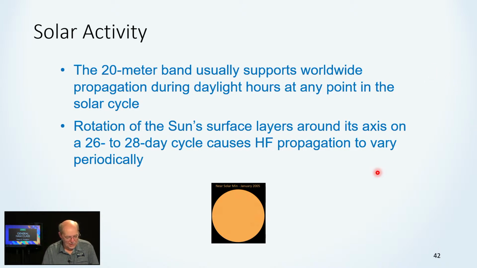Another question. Rotation of the sun's surface layers around its axis on a 26 to 28-day cycle causes HF propagation to vary periodically. And Kessler's comment on this was pretty interesting. It kind of defies logic that the equator is actually moving faster than the poles on the sun. So it causes this variation in rotation. Big ball of squishy gas, I think is what he called it.